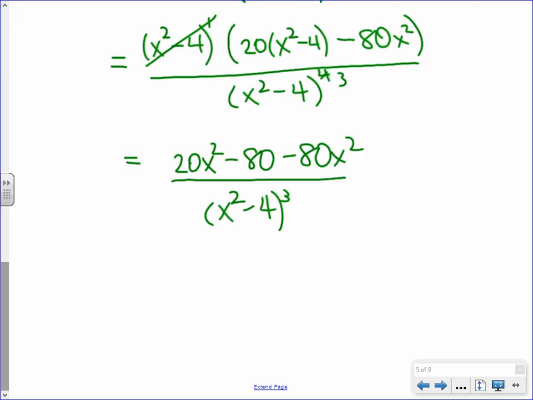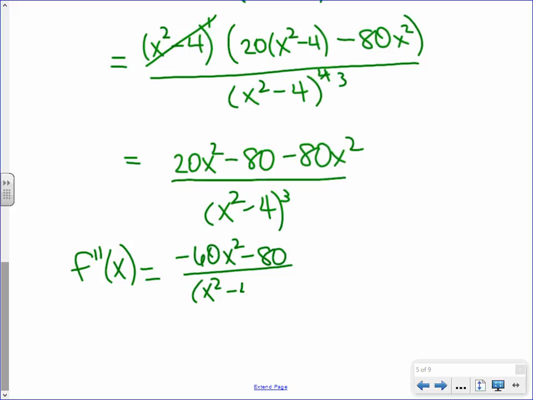Then we can multiply out our numerator. And finally, our second derivative is negative 60x squared minus 80 all over x squared minus 4 cubed.